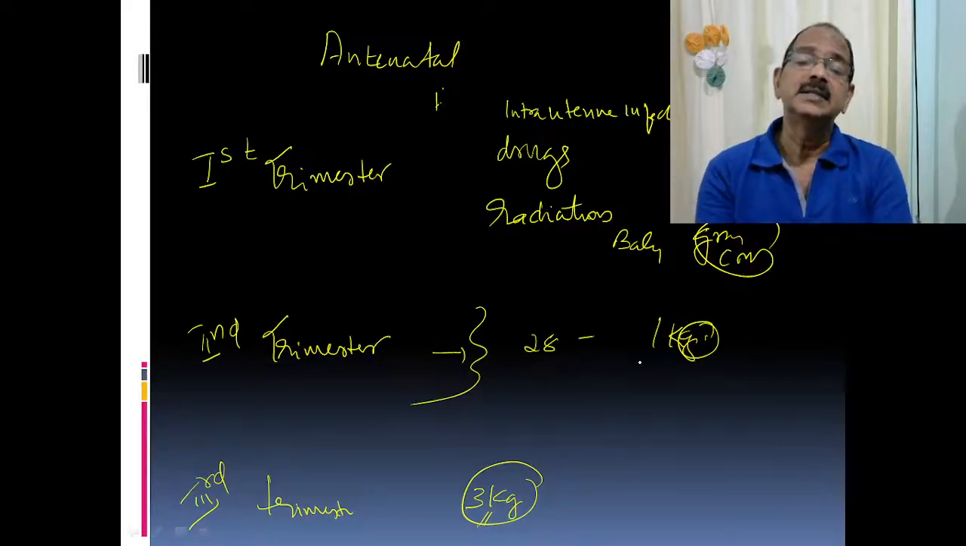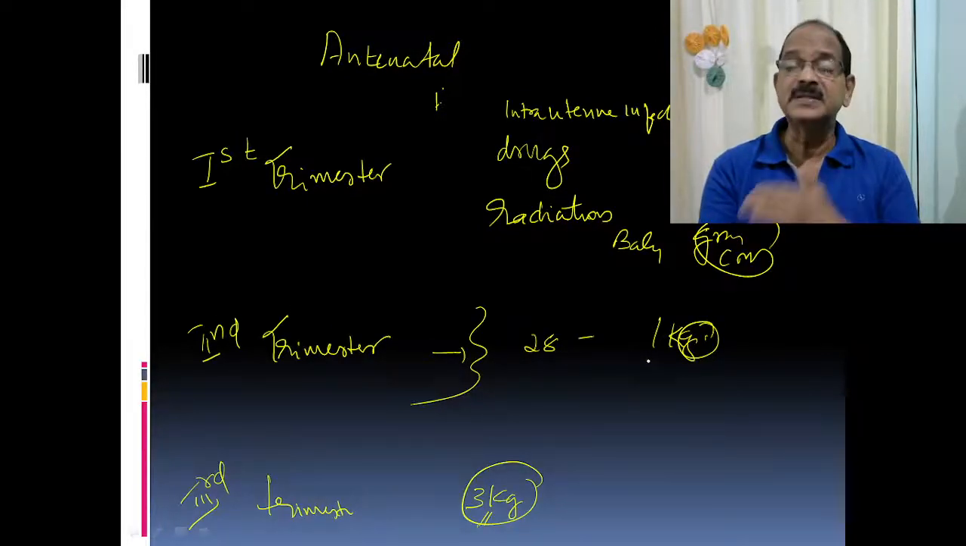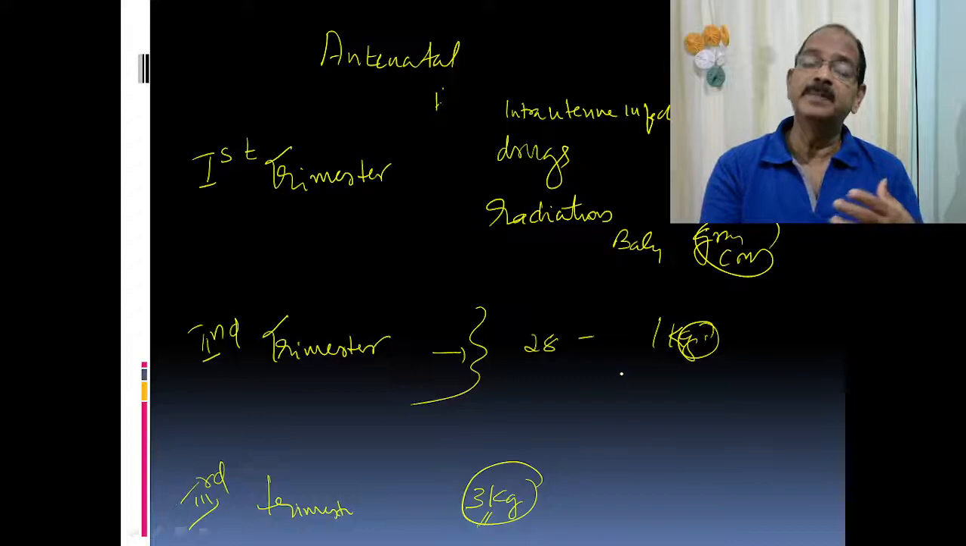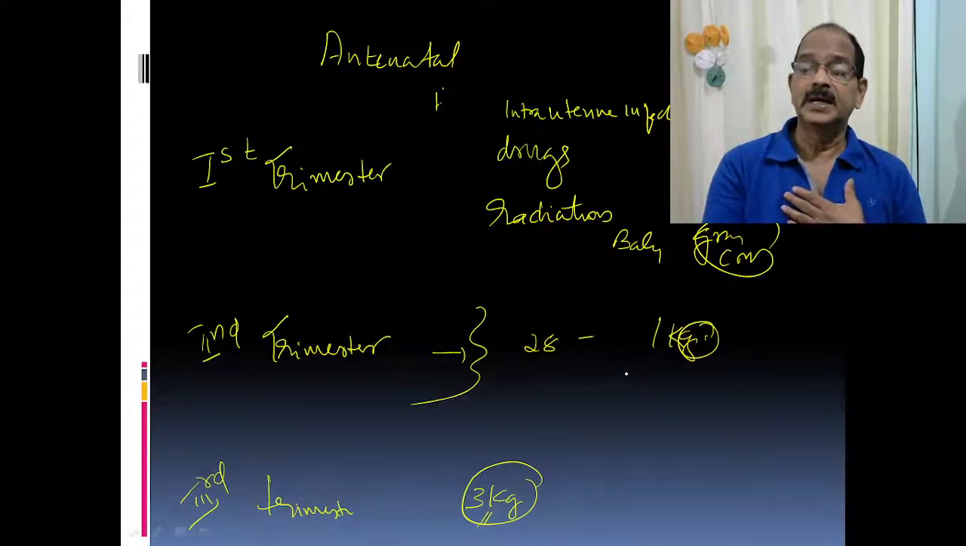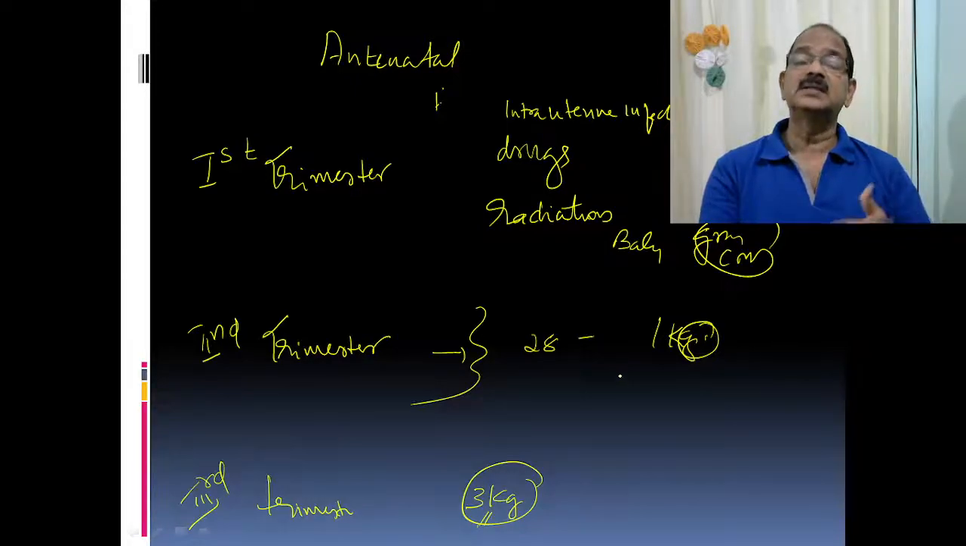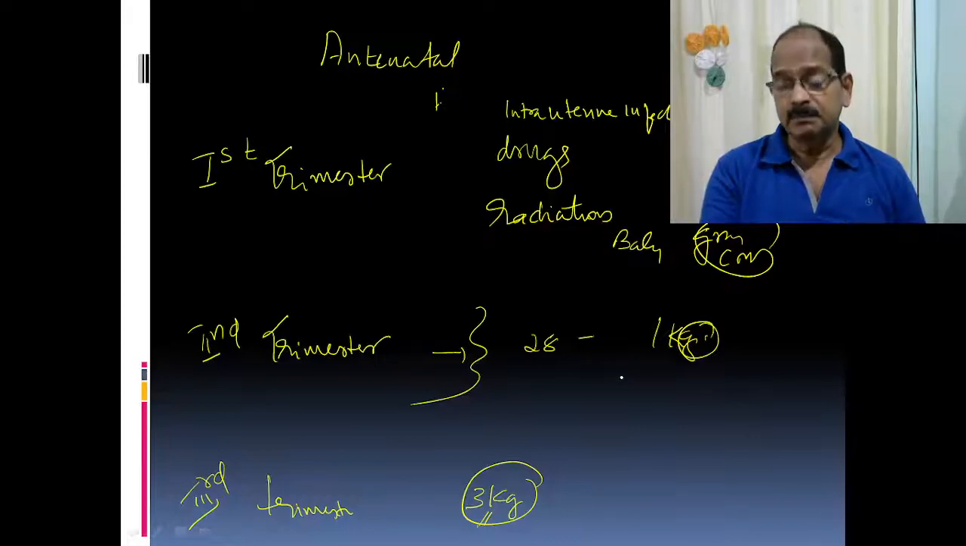Second thing is the kicking. The mother perceives the kicking of the baby. So you can ask whether the kicking movements of the baby are perceived, and movement should be perceived normally. That can be asked. And whether the abdominal girth is increasing normally, that is assessed by the doctor. The mother also should feel that the uterus is going up and everything is fine.